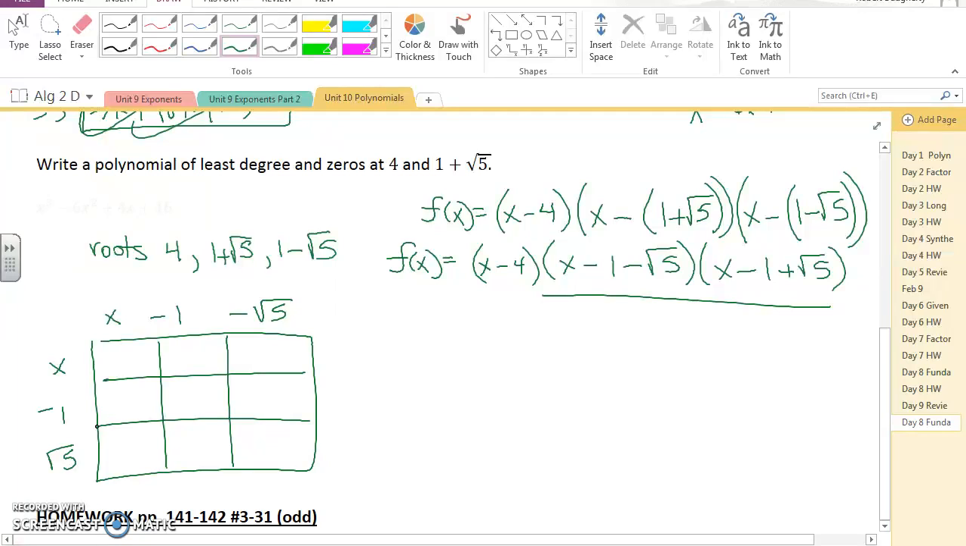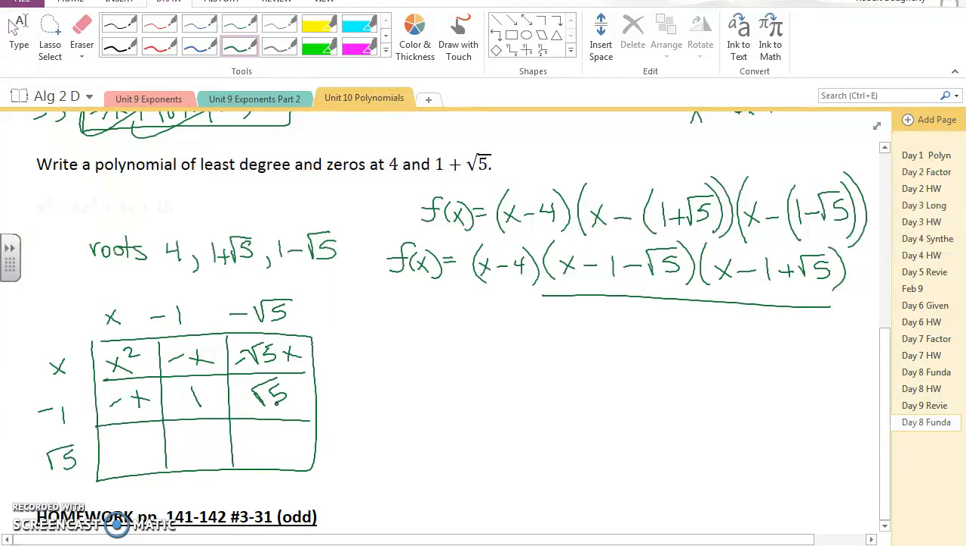So x times x is x squared. Negative 1 times x is negative x. X times negative root 5 is negative root 5 times x. And then go to the next row. Negative 1 times x is negative x. Negative 1 times negative 1 is 1. Negative 1 times negative root 5 is root 5.